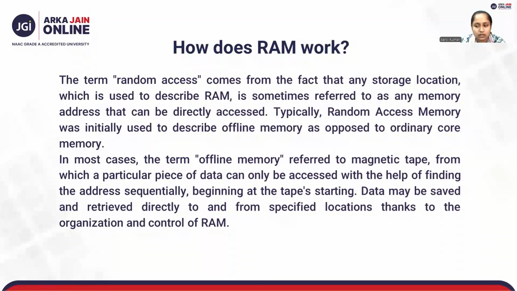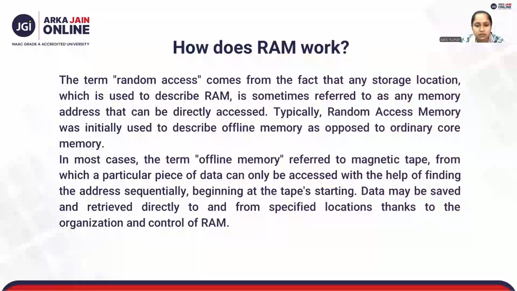How does RAM work? The term random access comes from the fact that any storage location, which is used to describe RAM, is something referred to as a memory address that can be directly accessed. Typically, random access memory was initially used to describe offline memory as opposed to ordinary core memory. In most cases, the term offline memory referred to magnetic tape, from which a particular piece of data can only be accessed by finding the address sequentially.